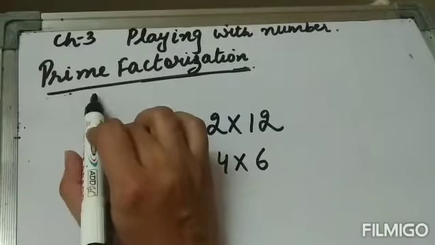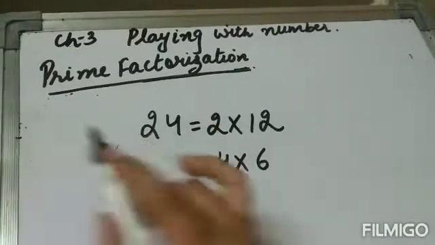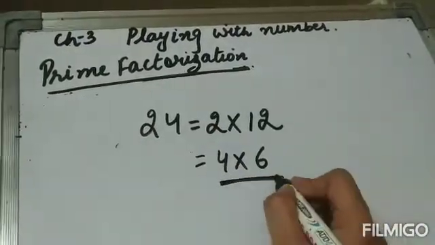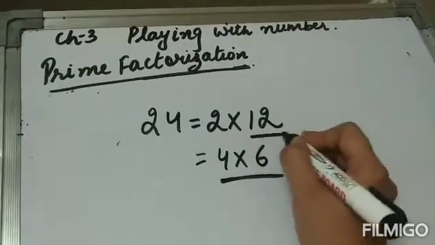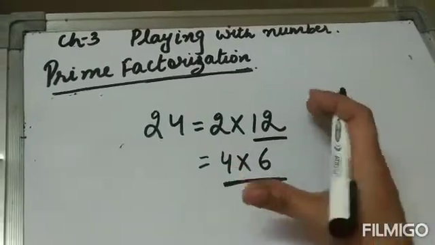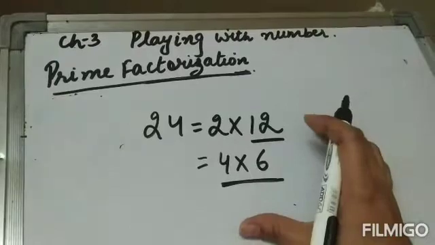Prime factorization is complete factorization. See, this is not completely factorized. This 12 is not completely factorized. So prime factorization is complete factorization.